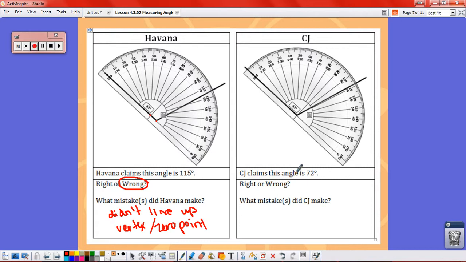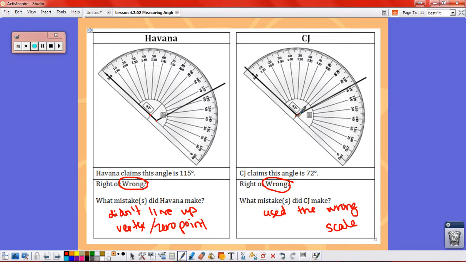CJ claims this angle is 72 degrees. Is he right or wrong? Well, we already know that it is 109 degrees, but the 0 point is lined up, the 0 edge is lined up. It does look like it goes through 72, because it's between 70 and 80, that's about 72. But it also goes through 108, 109, and we determined that this is an obtuse angle. So CJ used the wrong scale. He used the acute measurement.